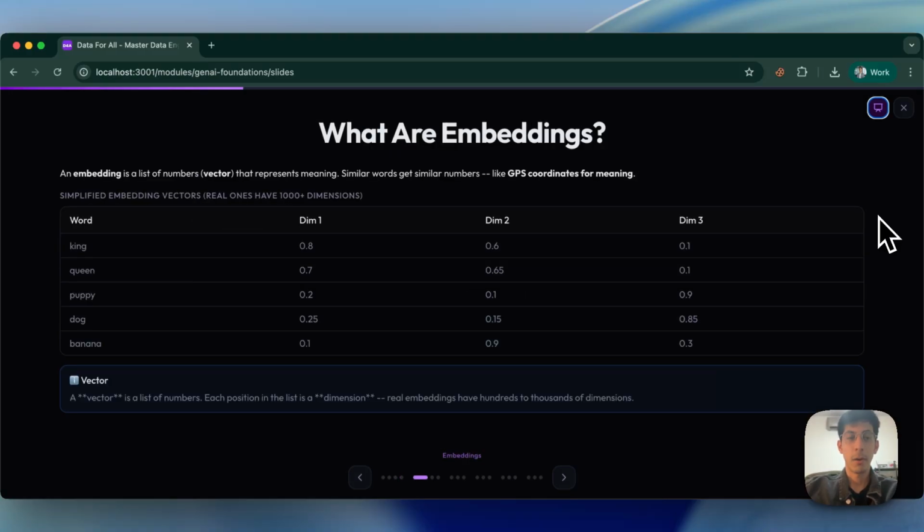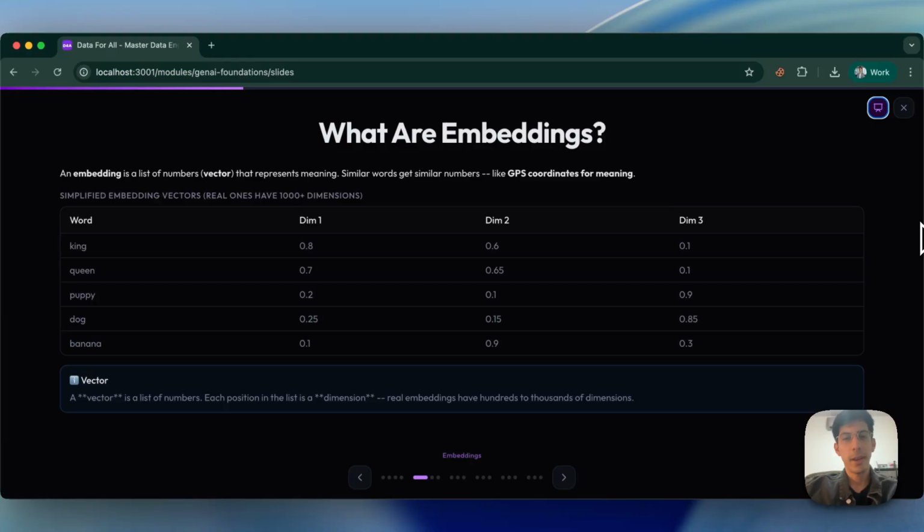Alright, now let's talk about embeddings. This is one of those concepts that sounds intimidating, but it's actually super intuitive once you get it. An embedding is just a list of numbers that represent the meaning of a piece of text. Think of it like GPS coordinates, but instead of representing a physical location on a map, they represent a location in a meaning space. Words with similar meanings end up with similar numbers, so they land close together in the space.